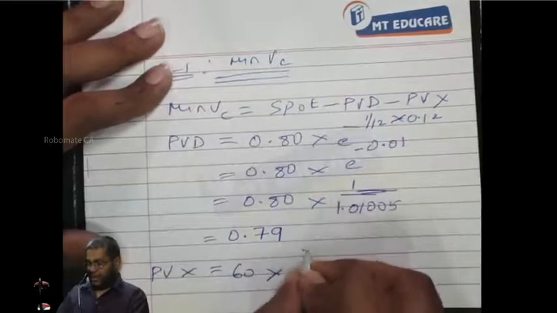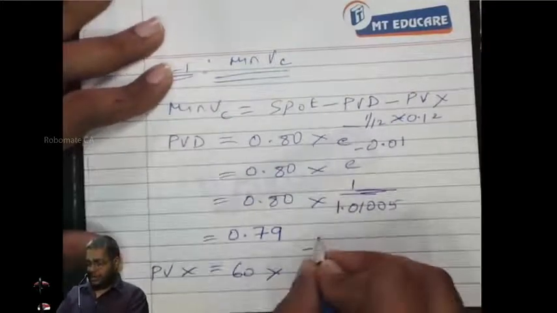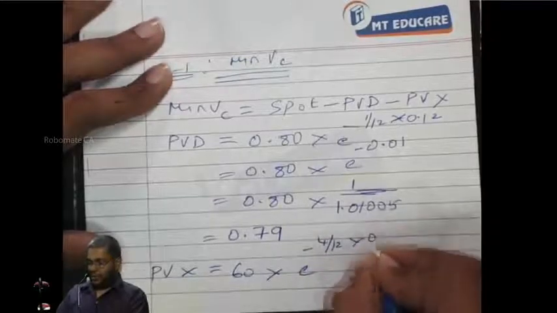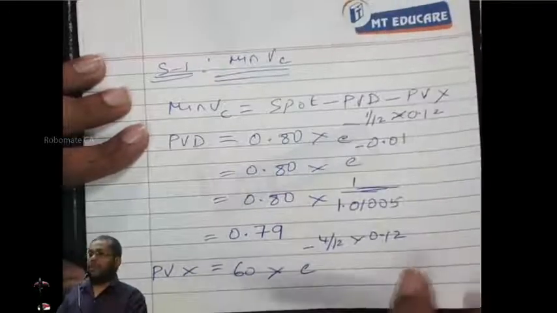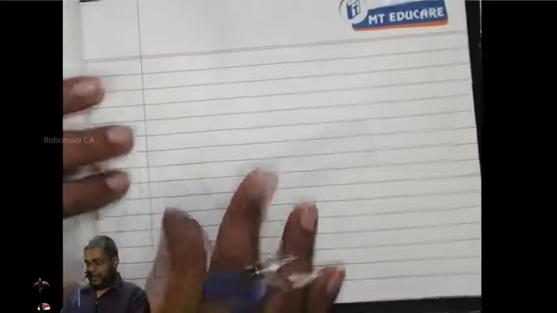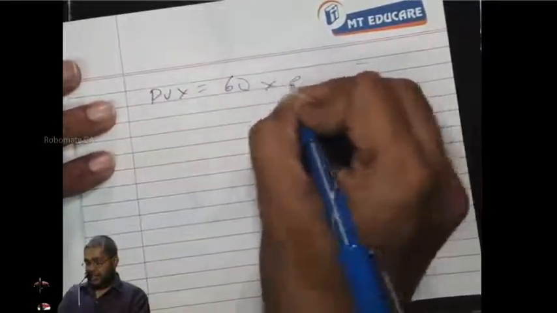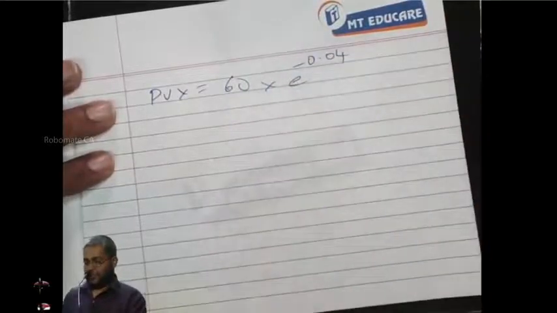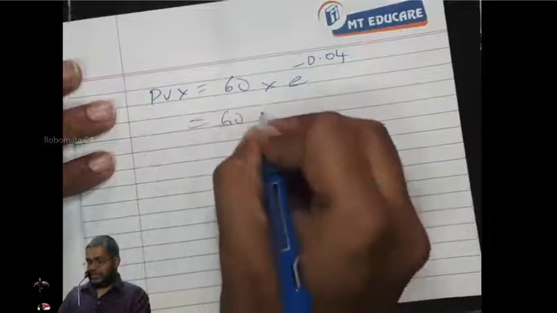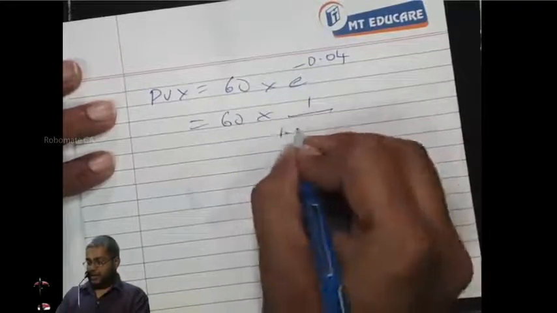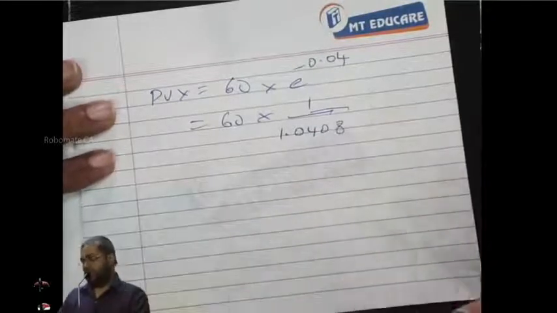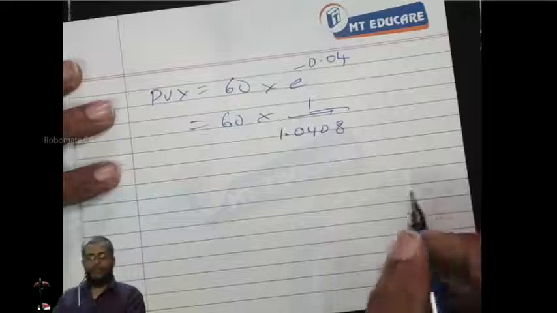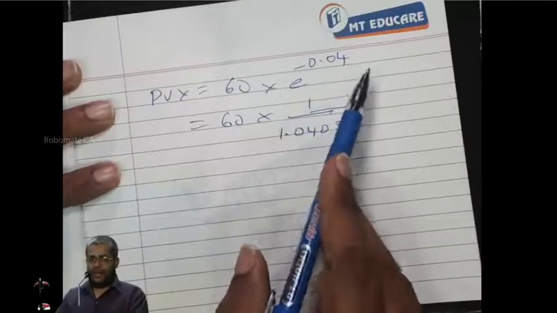60 into e power minus, after how many months? 4 months. Minus 4 by 12 into 0.12. 60 into e power minus 4 by 12 into 0.12. Everybody understanding it or not? Please tell me. Present value of strike price is equal to 60 into e power minus 0.04, is equal to 60 into 1 by 1.0408. I think you all should know the e calculation, I assume.